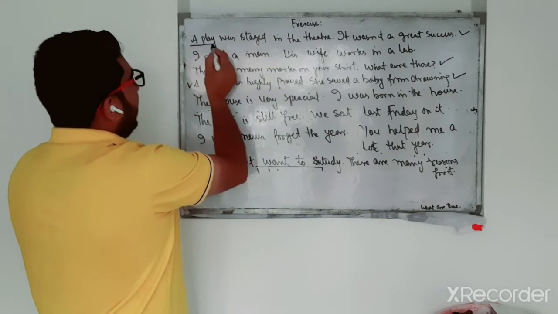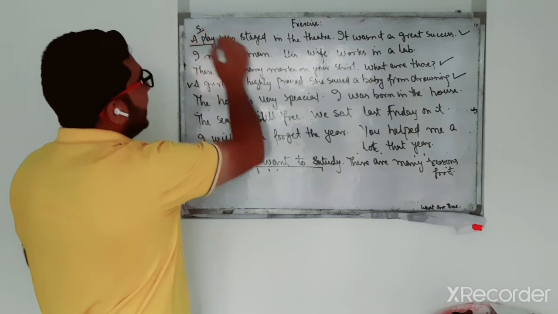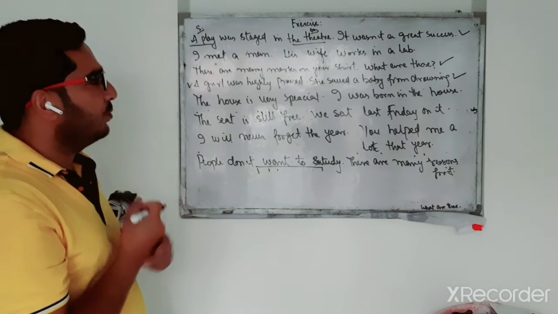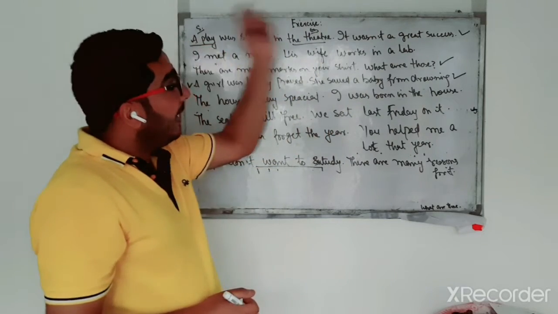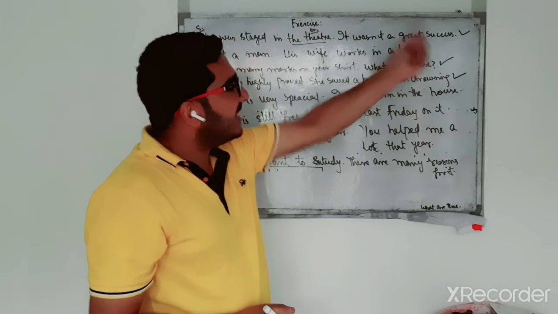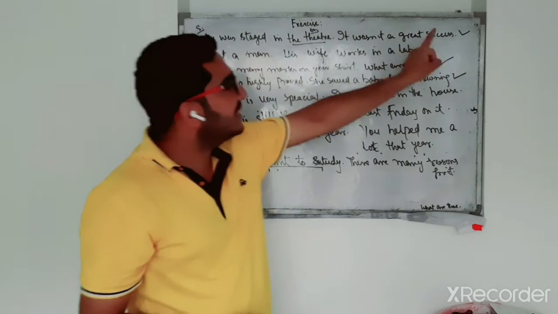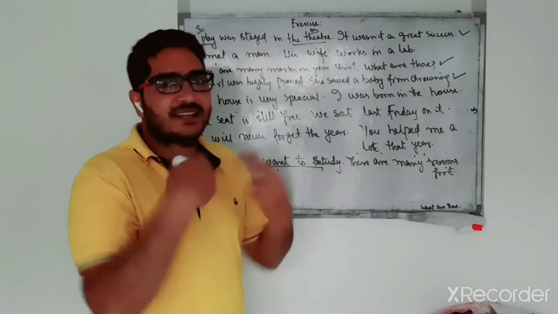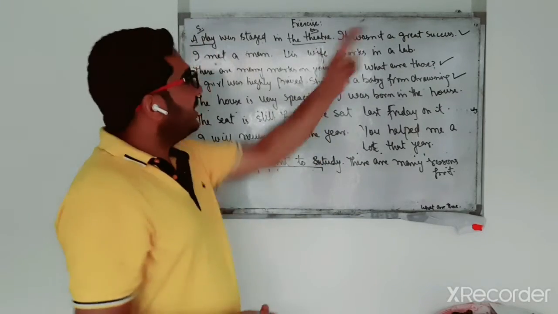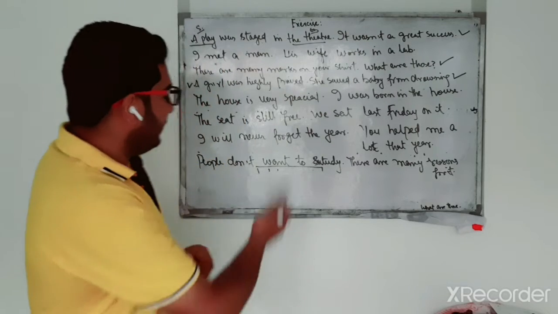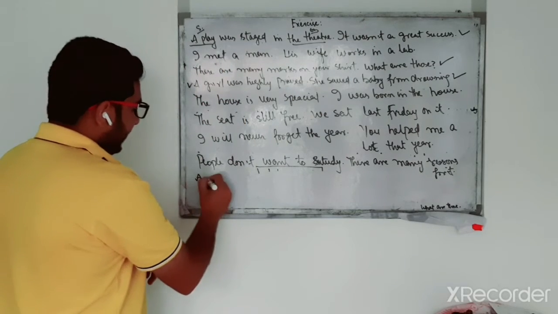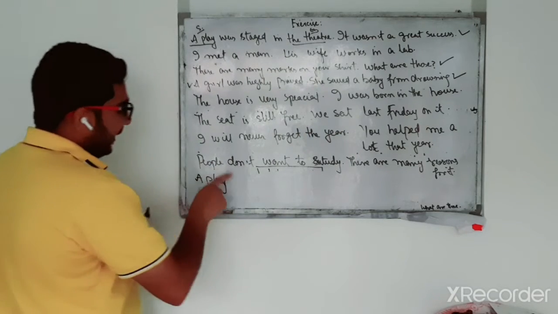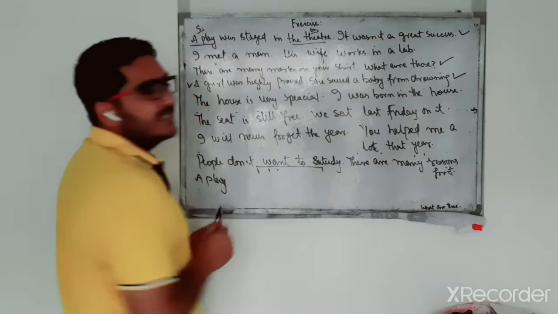See, first thing, a play is the subject and the theater is the object. So the second sentence, it wasn't a great success. Does it talk about a play or does it talk about the theater? Obviously it wasn't a great success. Success is of a play. So it is about a play. So we shall write: a play which wasn't a great success.